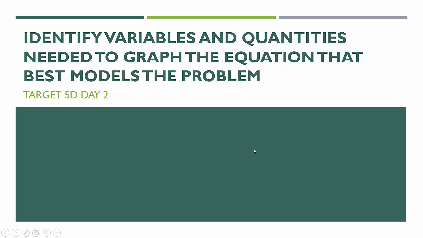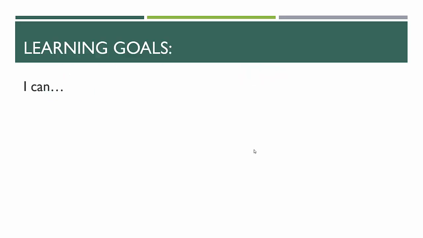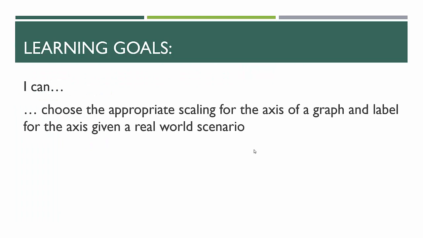Last and final video for the semester. So the 5D day 2. We want to identify variables and quantities needed to graph the equation that best models the problem. Your learning goals: I can choose the appropriate scaling for the axis of a graph and label the axes given a real-world scenario.